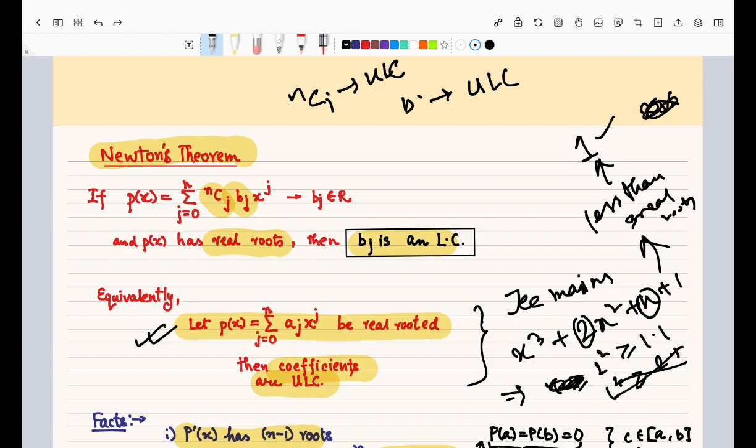So it's very interesting and very useful if you know how to use this mathematics, right?